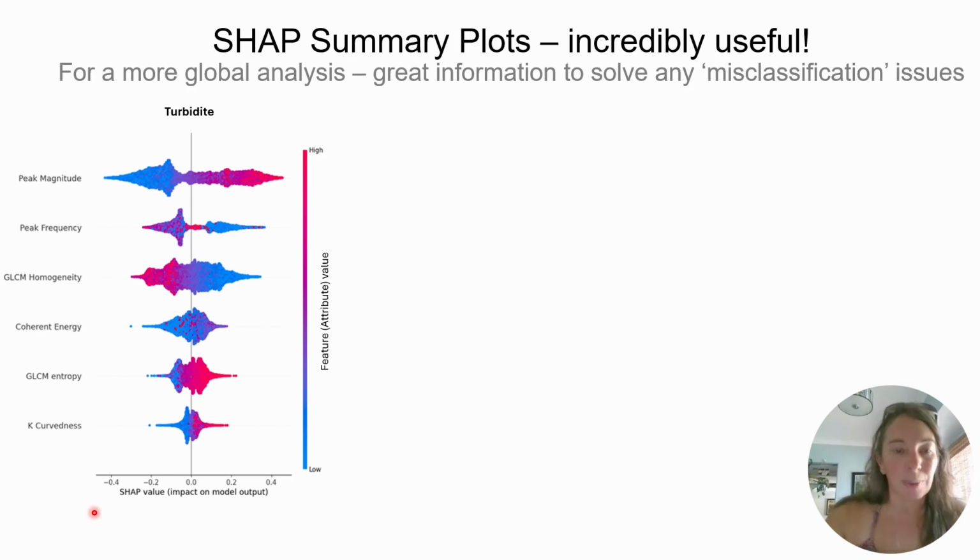Let me go through another one. Let's say GLCM entropy. GLCM entropy is the 5th one down, so it was the 5th most important attribute in this set of 6. We can see here that high values of GLCM entropy tended to have a larger, positive SHAP value, so towards being classified as a turbidite, while blue values created more of a negative SHAP value, so tended away from being classified as a turbidite.